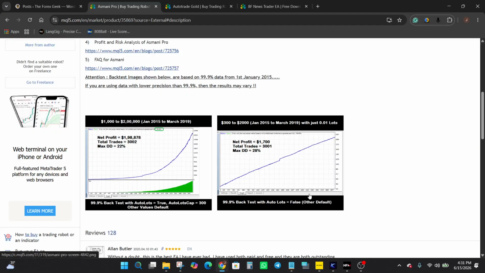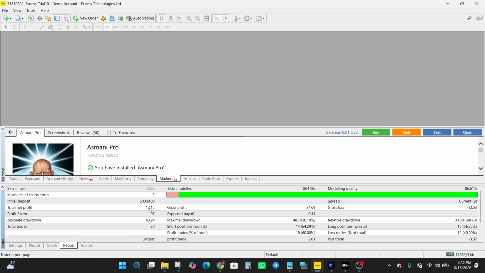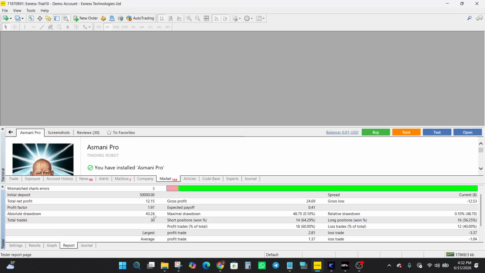But then let's also head over to our strategy tester so that we can see how this EA performed over the past 3 months. We're testing the Asmani Pro EA on EURUSD on the M15 time frame. We are using the every tick modeling, of course, and we are testing over the past 3 months. Looking at the results, from an initial deposit of $50,000, the total net profit was $12.15.